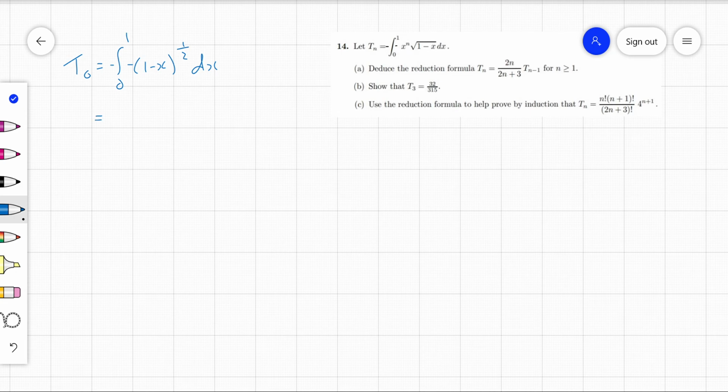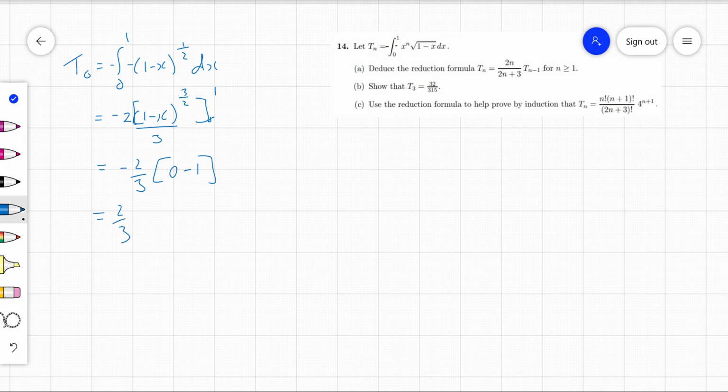Okay. So I'm going to get, when I integrate, 1 minus x to the power of 3 on 2, over 3 on 2, with a minus there, and I'm doing it between 0 and 1, which gets me minus 2/3 of 0 minus 1, which is just 2/3.